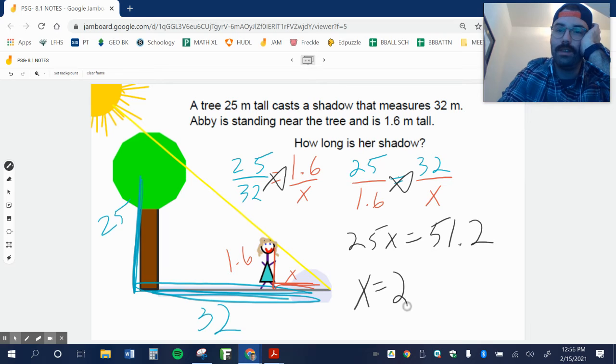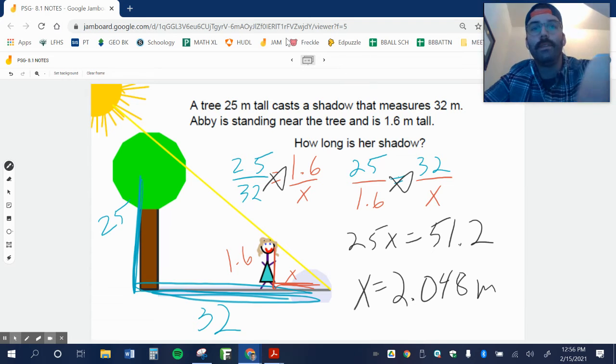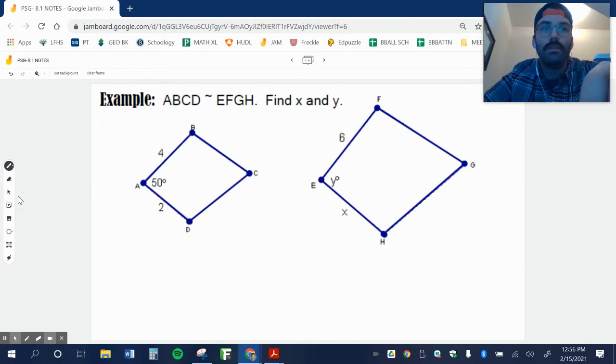And if I divide this, you get 2.048. All right, that's how long her shadow is.